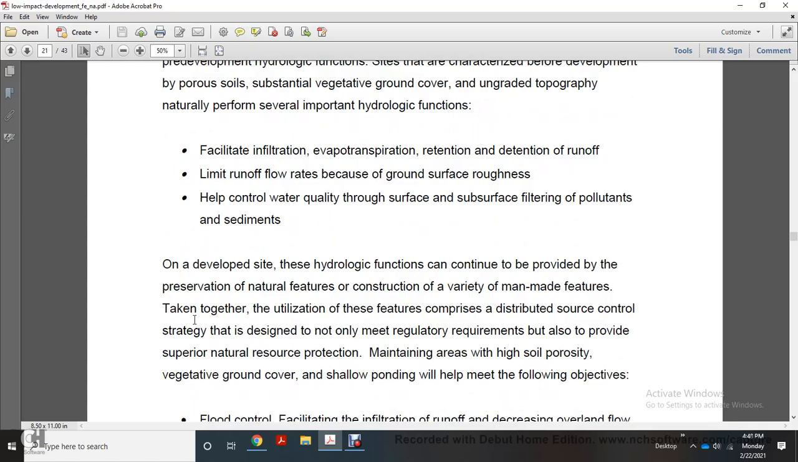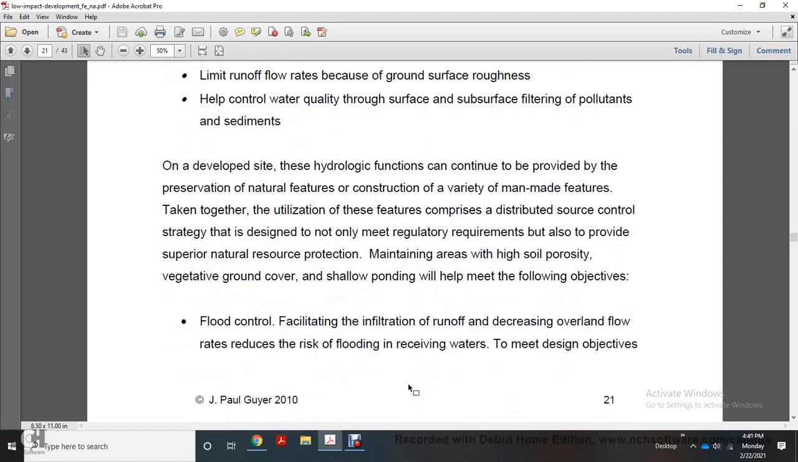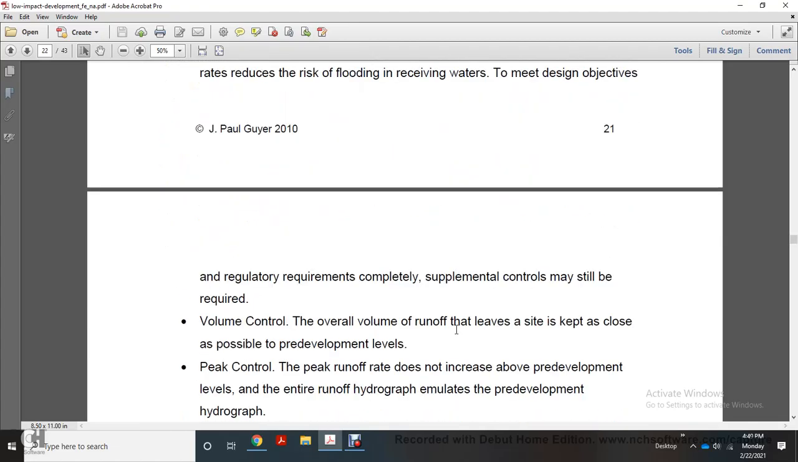The strategy of the design is not only to meet the regulatory requirements but also to provide natural resource protection. Maintaining areas with high soil porosity, vegetation, ground cover, and shallow ponding will help meet the following objectives: flood control, facilitating infiltration of the runoff, and decreasing overland flow rates to reduce the risk of flooding in receiving waters. To meet the design objectives and regulatory requirements, supplemental controls may still be required.